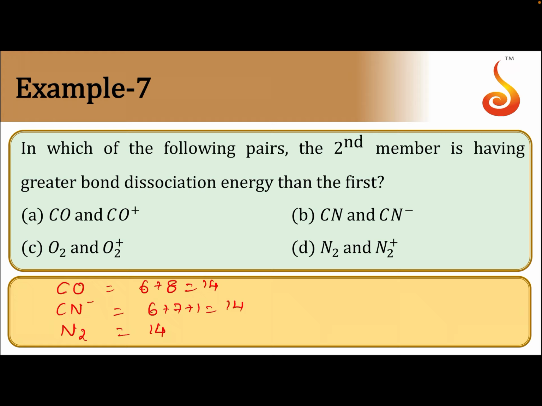So, nitrogen, carbon monoxide, cyanide ion. These three are isoelectronic species. Carbon monoxide, cyanide ion and nitrogen are isoelectronic species. Isoelectronic species will have same bond order. Means the molecular orbital order for carbon monoxide and cyanide ion will be similar to that of nitrogen.